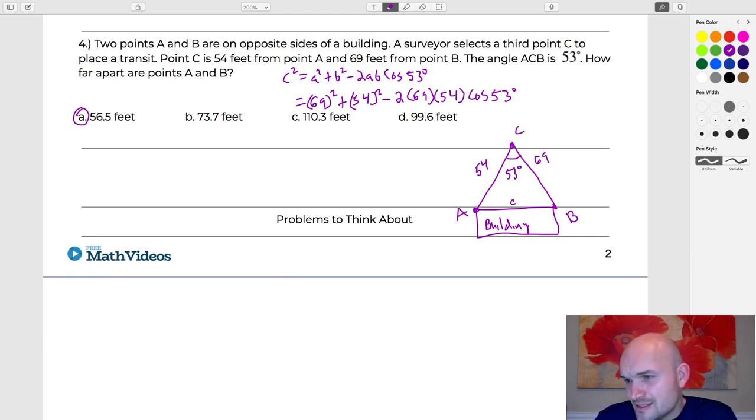All right, let's see. Are there any other questions? Let's see here. Any? Y equals 5, exponent of 5. Don't even know how to graph that.